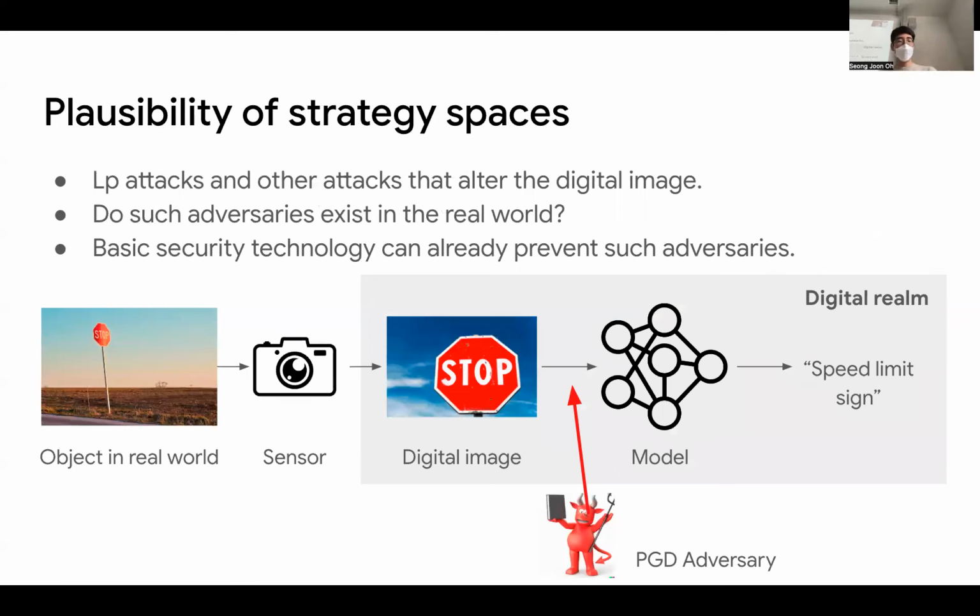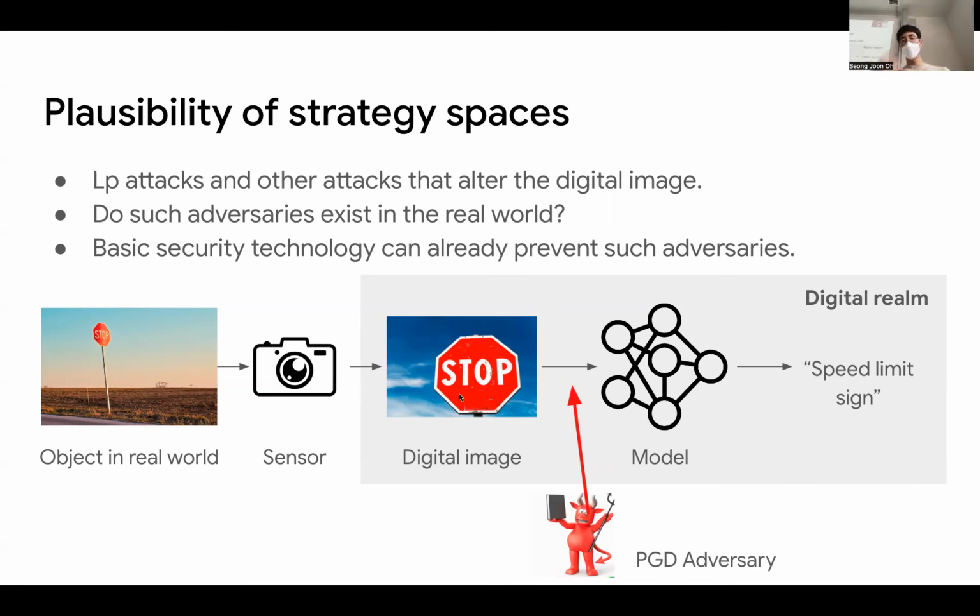Okay. So we looked into this Lp space or this warping way of making attacks. And there can be so many different ways of formulating your strategy space to attack your model. But we have to think about the real world scenario for these kinds of attacks. Is it plausible at all? Because if you think about it, what we're doing is perturbing pixels of a digital image after this digital image is captured from the real world.